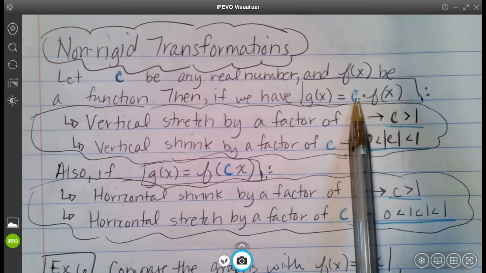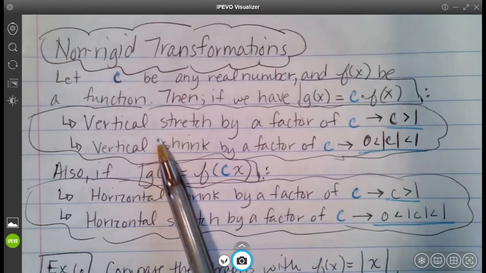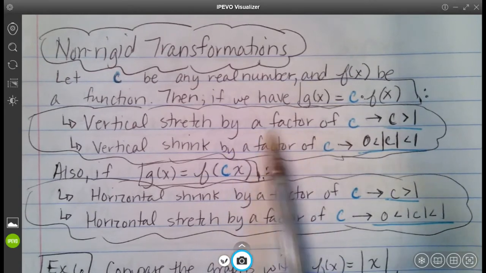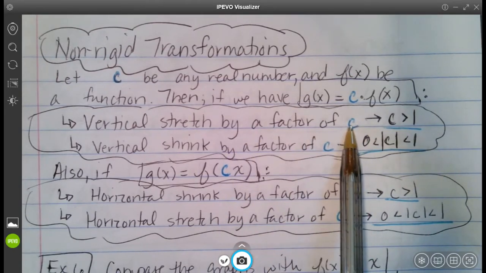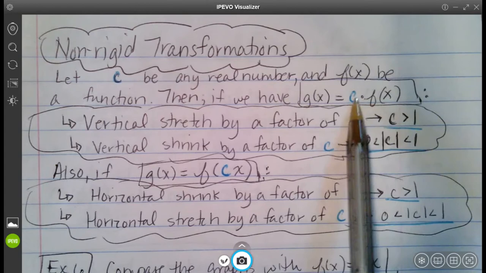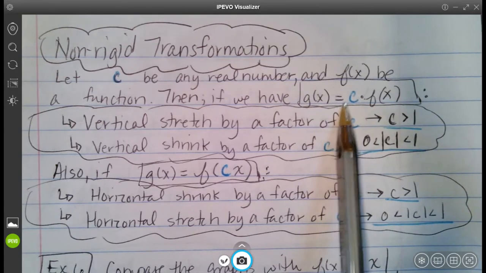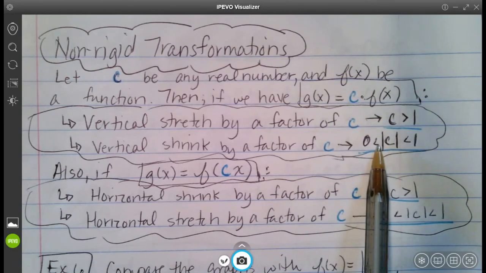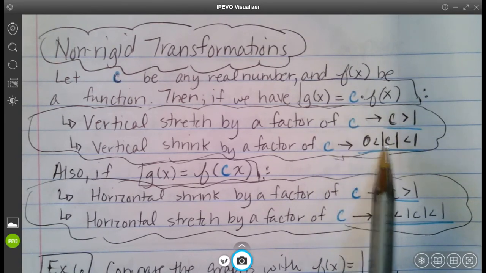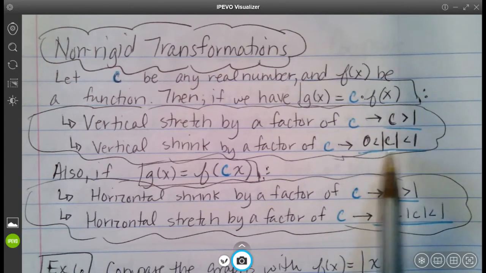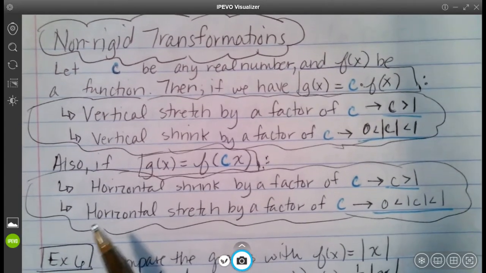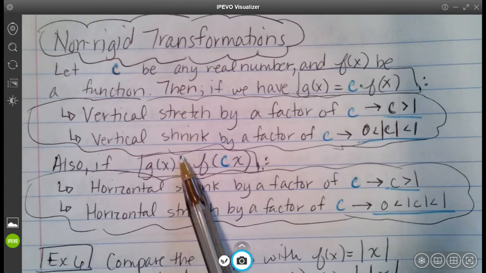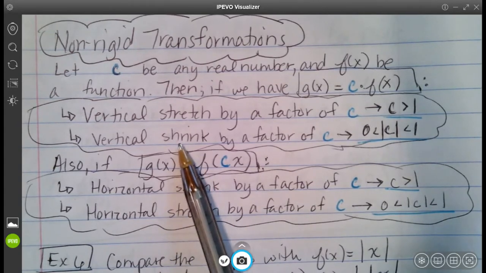If we put it in the front, like this one, then we're going to have a vertical stretch by a factor of c, if it's greater than 1. If this number is between 0 and 1, and I went ahead and put the absolute value because if it's negative you have a double transformation, so just think of it like if it's positive and it's between 0 and 1, then it's going to be a vertical shrink. This is also known as a vertical compression.